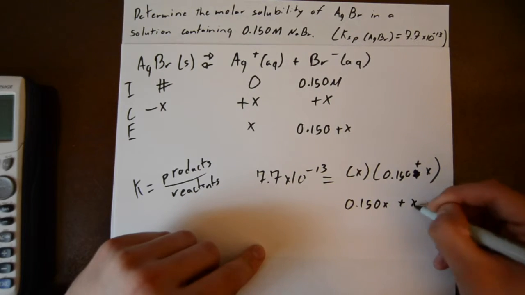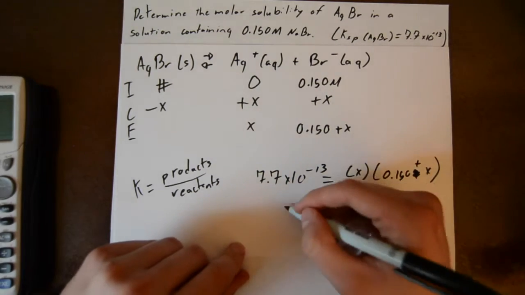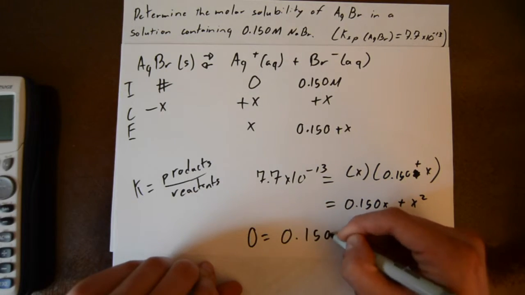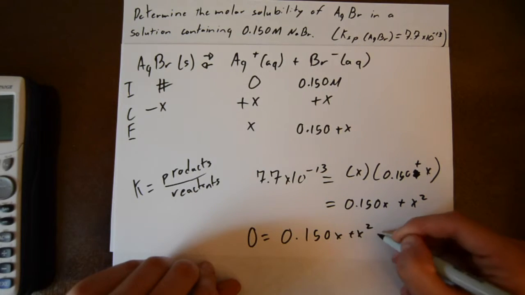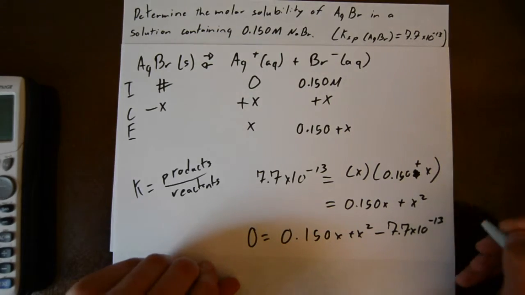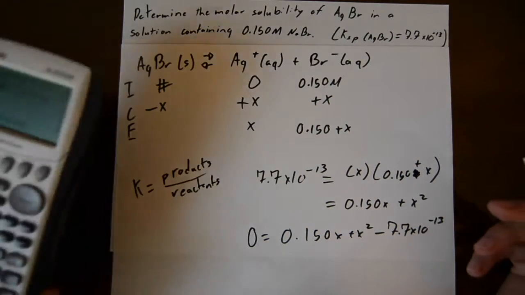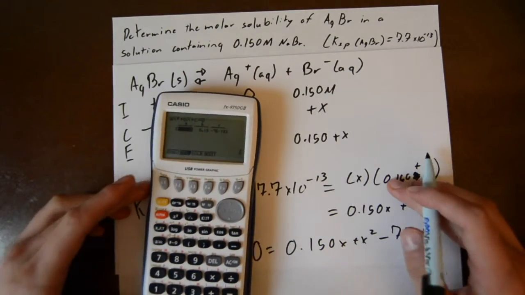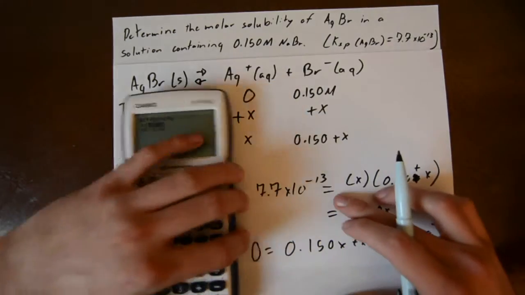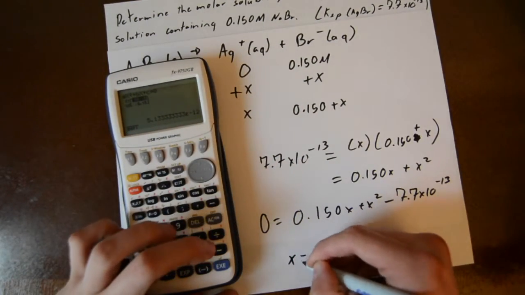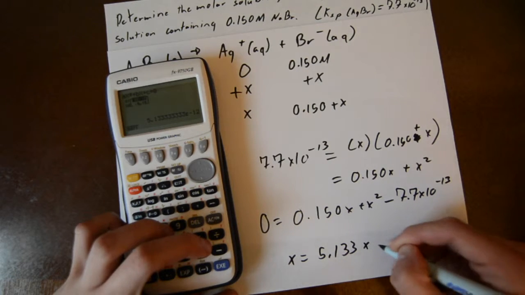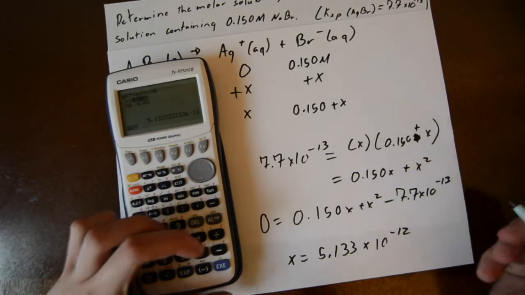0.150x plus x squared equal to this value, and then you'd have 0 equal to x squared plus 0.150x minus 7.7 times 10 to the negative 13. So now you have a quadratic. For me, I have a quadratic function in my calculator, so I'll plug in those numbers and just press execute, and the number comes out to be x equals 5.133 continuous times 10 to the negative 12th.